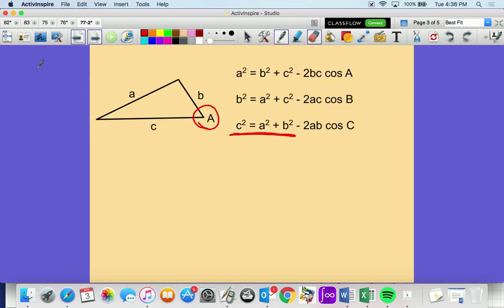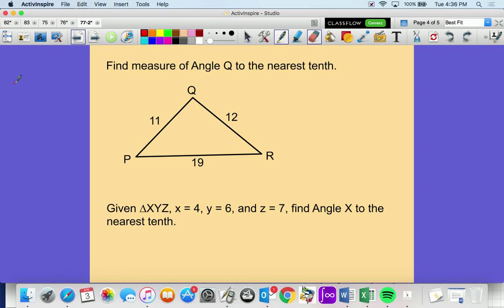Alright, now if we go to the next one here, we can do this when we don't have any angles at all. We have a triangle with side lengths of 11, 12, and 19. Find the measure of angle Q to the nearest tenth. So, there's the angle we want to find. Which means the side opposite it is going to be on the left side of the equal sign.